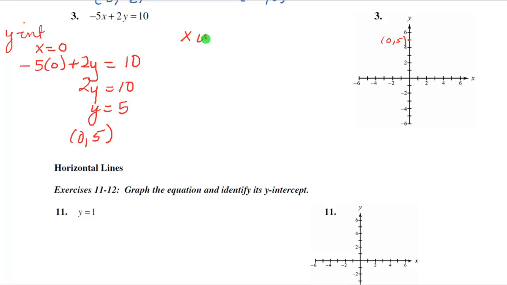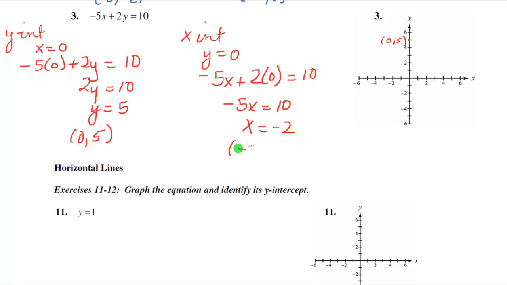And now let's go to the x-intercept. Here we set y equal to 0 and solve for x. So we're going to substitute in 0. And we know 2 times 0 is 0, so we get negative 5x equals 10. Dividing both sides by negative 5, you get x equals negative 2. So (negative 2, 0) is the ordered pair that goes with our x-intercept. Then join those two, and that gives us the graph of the line.